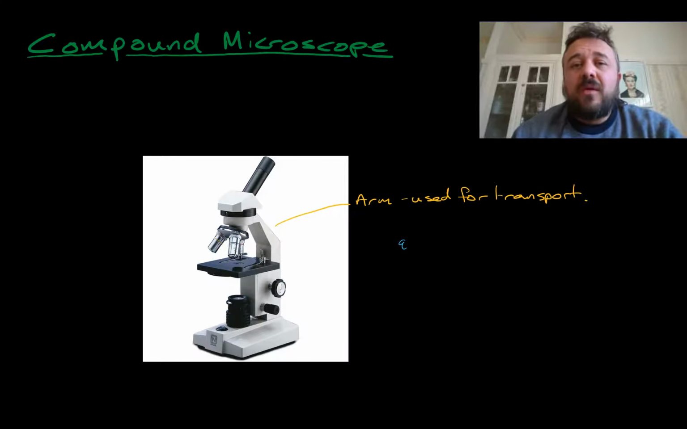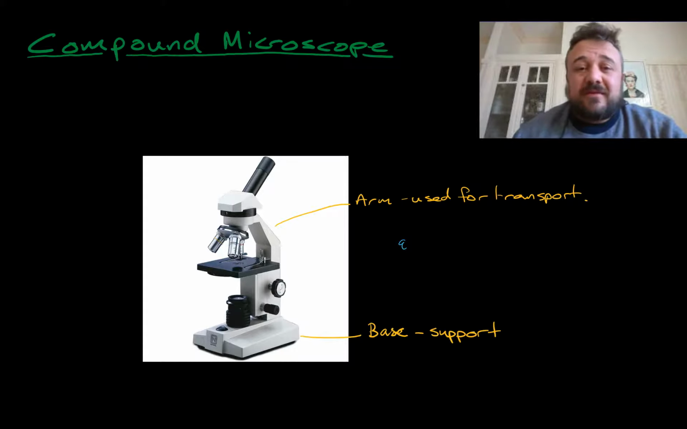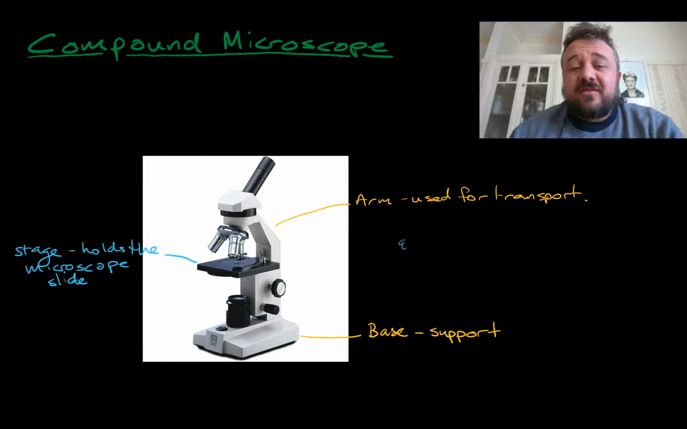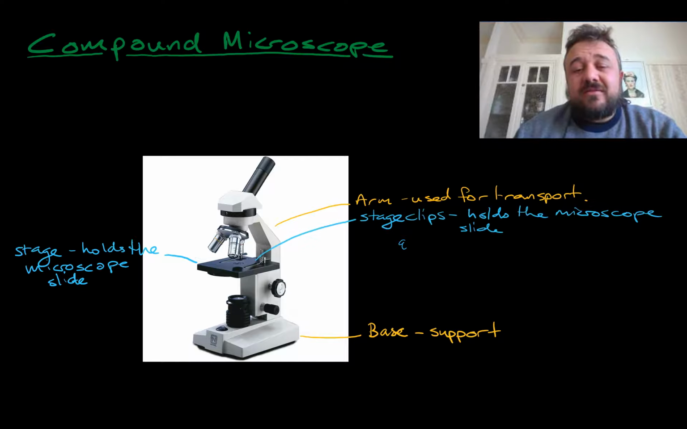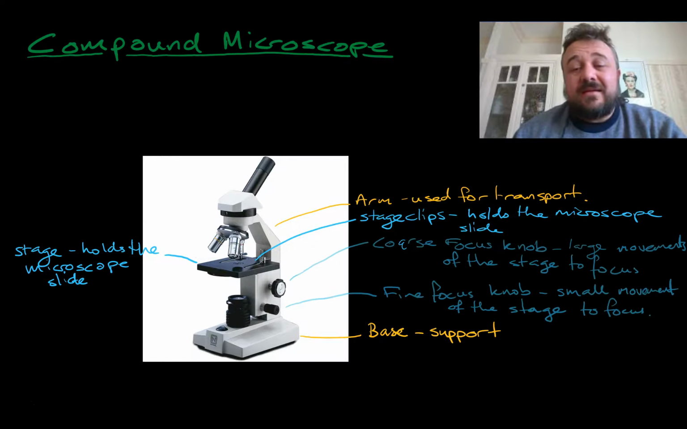So we're going to go over the anatomy of this microscope. First here we have the arm. Now obviously the arm suspends the microscope head up here, but we use it for transport. That's the part that you grab the microscope by. You carry it by the arm and the base. The base supports it while it's down. It should be nice and flat and keep it nice and stable. Then we have the stage. The stage holds the microscope slide. And on that stage, you'll notice that there are some stage clips, and these hold the microscope slide steady.